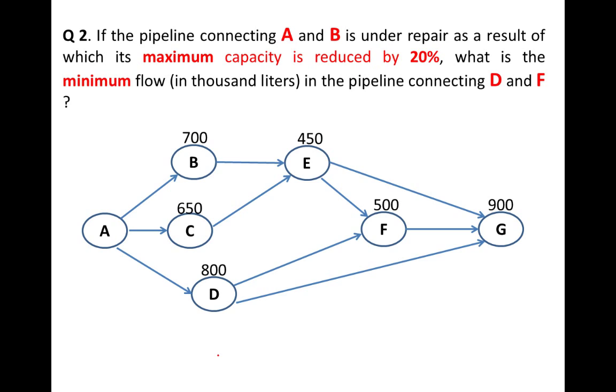Question 2. If the pipeline connecting A and B is under repair, as a result of which its maximum capacity is reduced by 20%, then what is the minimum flow in the pipeline connecting D and F? Now, where the capacity is reduced, which pipeline has a capacity reduced by 20%? Pipeline A to B.